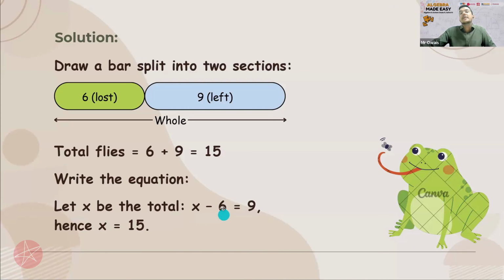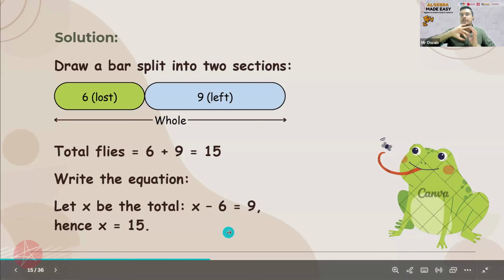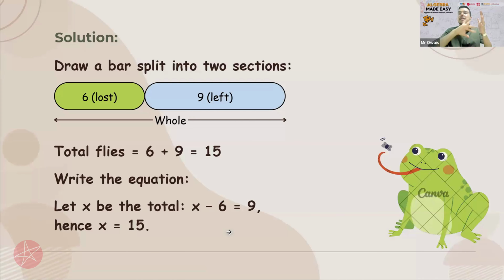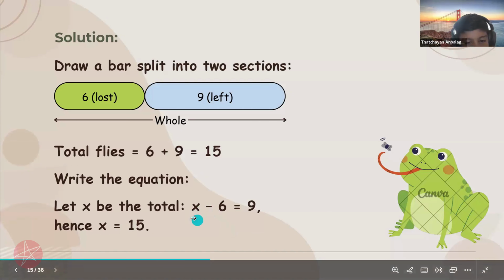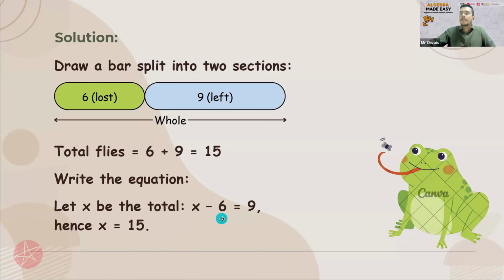And then because he lost 6, imagine that 6 of them fly away. So what happens when you lose something? You're supposed to minus it, remove it, right? Minus. Yes, so the flies have gone away. So from that total number, whatever that number was, 6 of them have gone away.